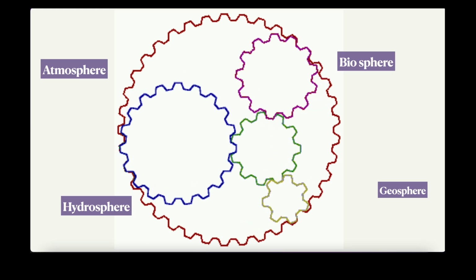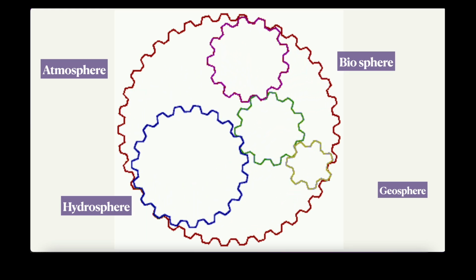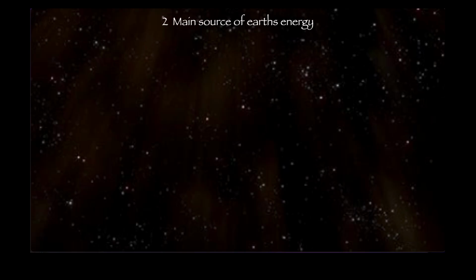Energy is the ability to do work. So, where do we get this energy from? The Earth's energy comes from two main sources. They are the sun and the Earth's interior.